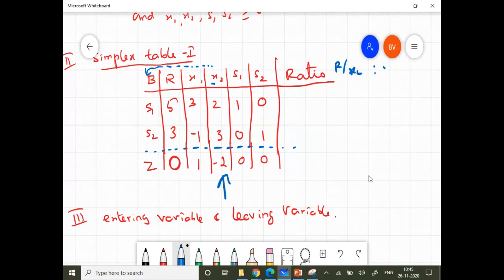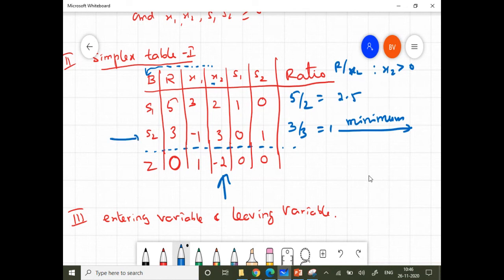For this condition, all x2 elements should be greater than 0. So here do not include the last one. These two are positive, so you can find 5 over 2. 5 is R, x2 is 2. 5 over 2 is 2.5. 3 over 3 is 1. The minimum value is this one. The corresponding variable should be vacating this place, so that x2 joins here in the next table.